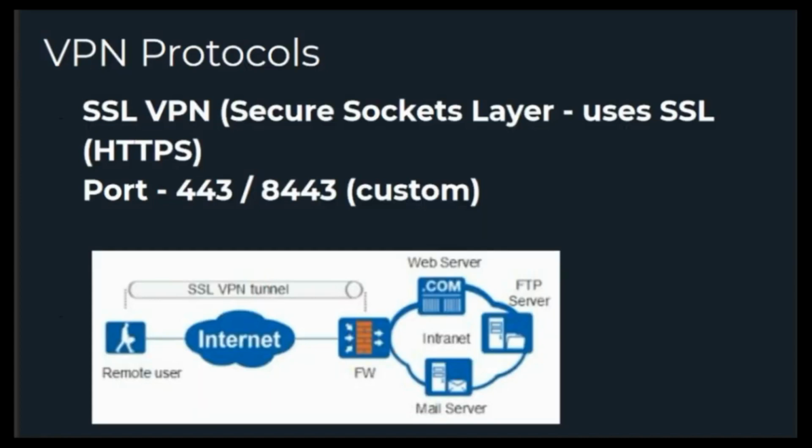The most important protocol, SSL VPN, Secure Sockets Layer. It uses SSL HTTPS. It works on port 443, or on many firewalls you can customize that port. So SSL is a protocol normally used to encrypt traffic between a web browser and a web server. When you serve the web using HTTP, everything is clear text. For a secure connection we use HTTPS, so we can use the same technology for VPNs.